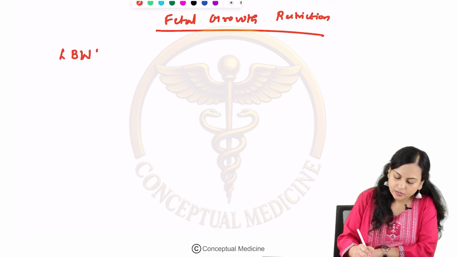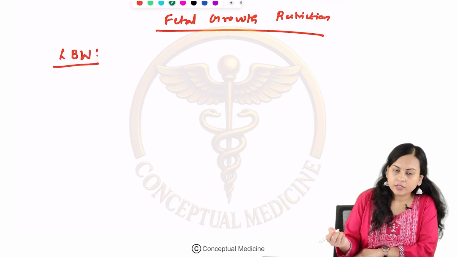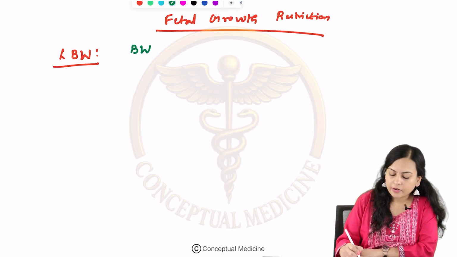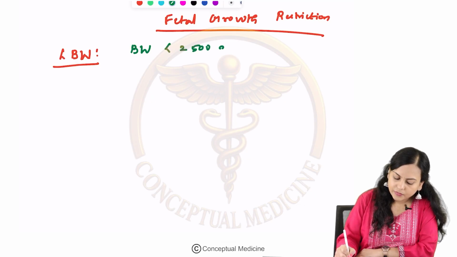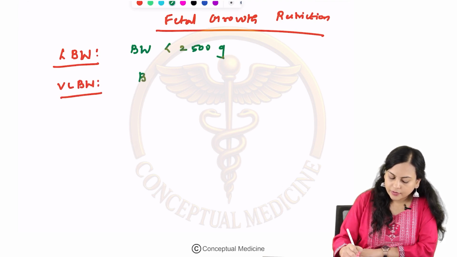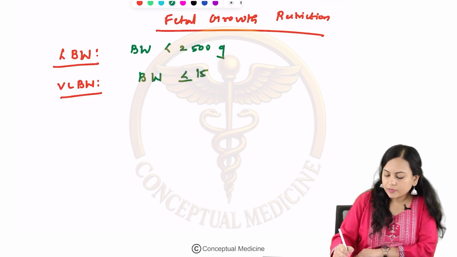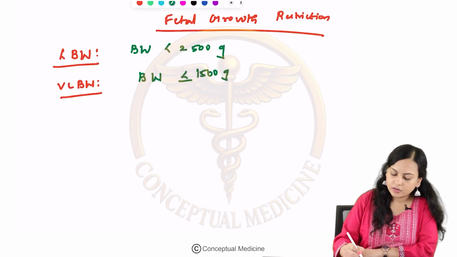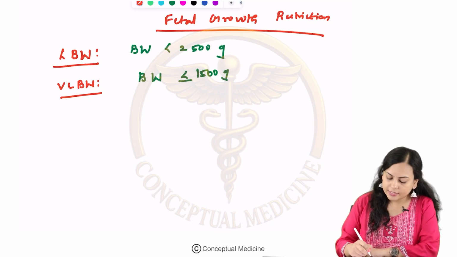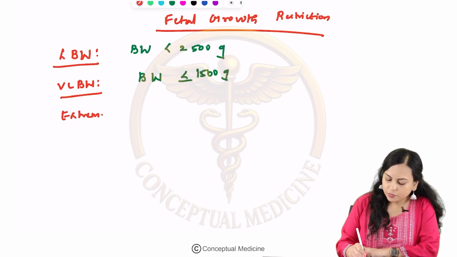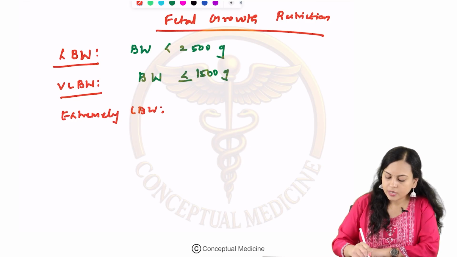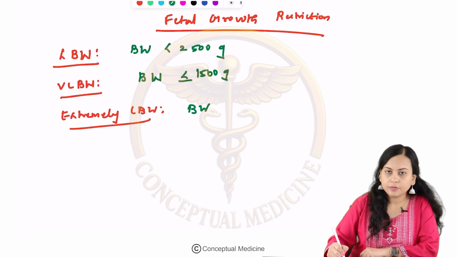LBW, that is low birth weight. This is given when the birth weight of the baby is less than 2500 grams. And we can also have very low birth weight babies, where the birth weight is less than or equal to 1500 grams. Then we have extremely low birth weight babies, where the birth weight will be less than or equal to 1000 grams.